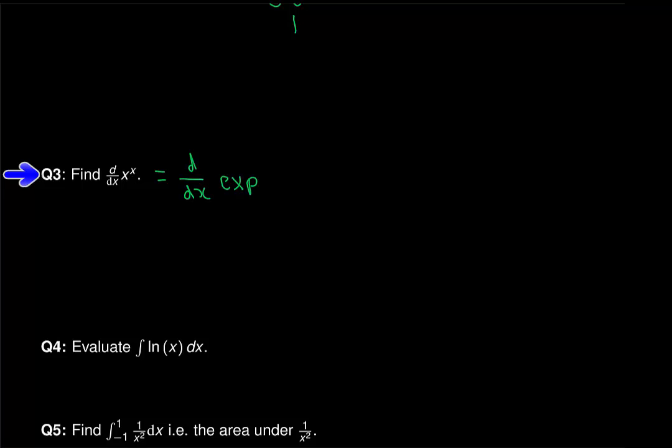And then what you could do is you could take the ln. So exponential and ln, we'll see that these are inverse operations, so this doesn't change anything. So we could write this as a derivative of the exponential of the ln. These two would just cancel out, so this would just give us x to the x again.